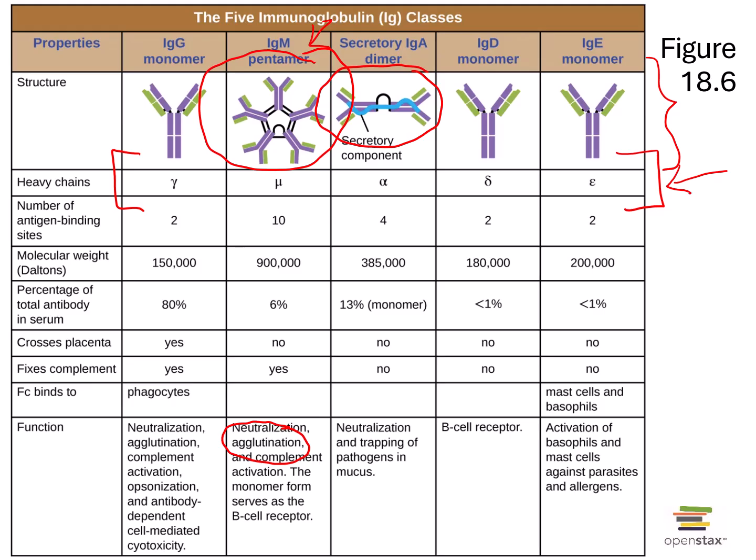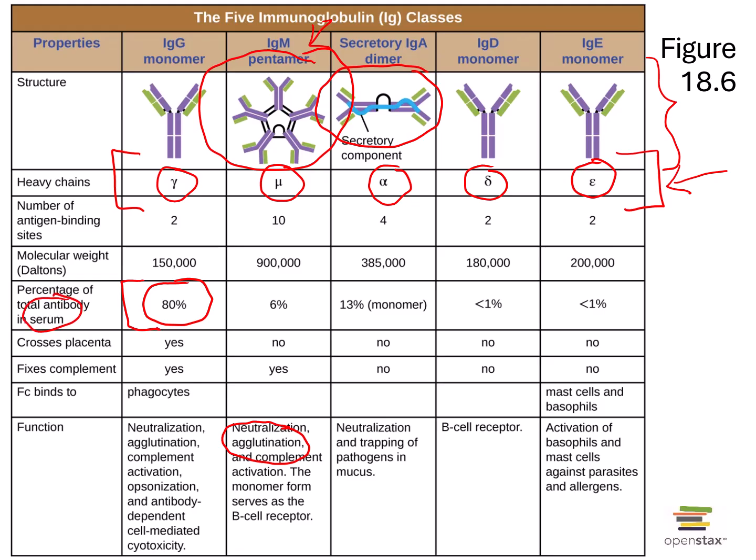If I look at the heavy chains, that constant region, that determines the antibody class. Excuse me, these are Greek letters. So we have gamma for IgG, we have mu for IgM, alpha for IgA, delta for IgD, and epsilon for IgE.